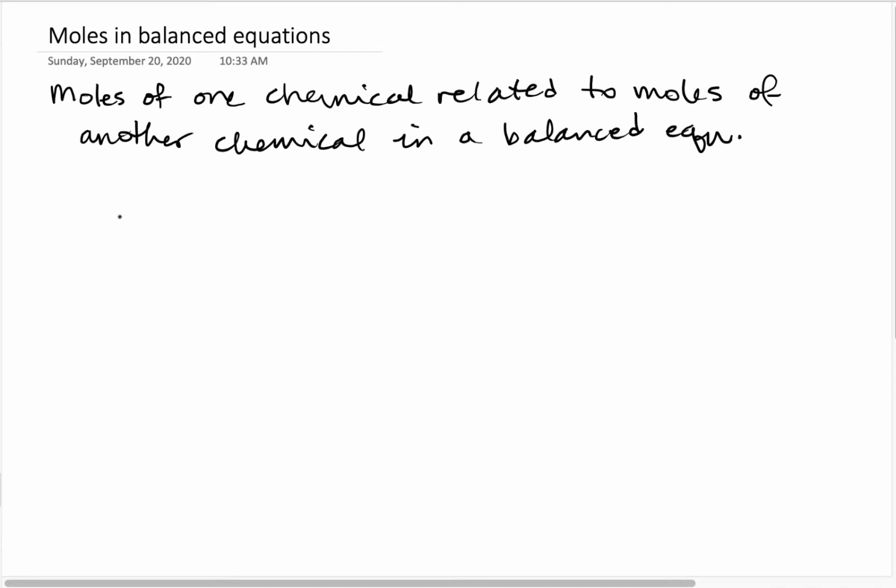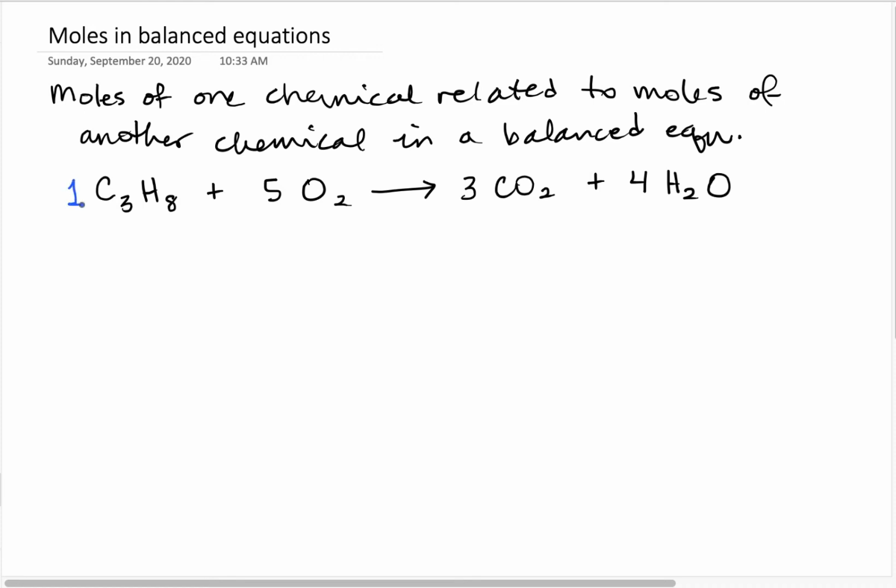So let's look at an example equation. You can pick pretty much whatever you want. I went ahead and used a combustion reaction because they tend to be nice and predictable and have some interesting coefficients. This is the balanced chemical equation for burning propane in air to make carbon dioxide and water vapor. I can see from this balanced chemical equation that 1 mole of propane would react with 5 moles of oxygen to make 3 moles of carbon dioxide and 4 moles of water.